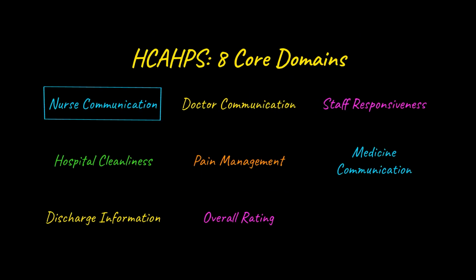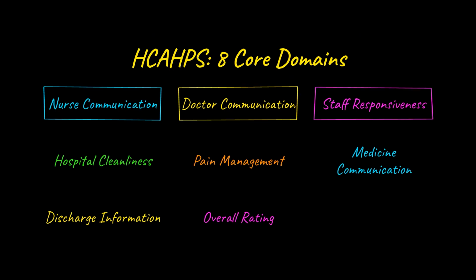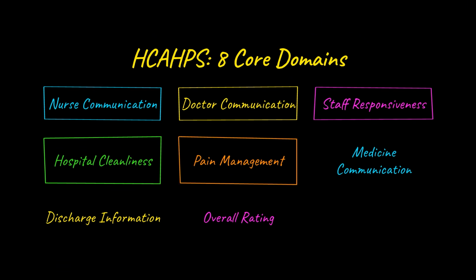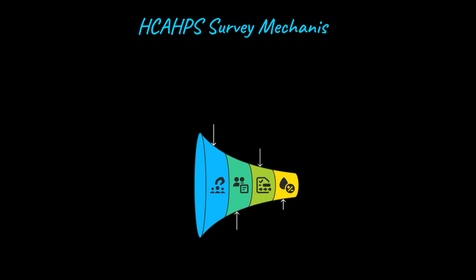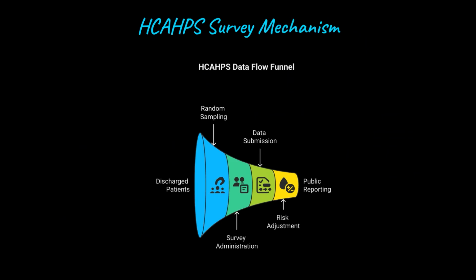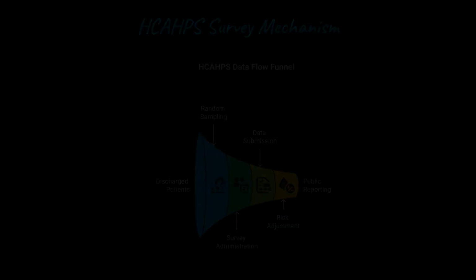The survey's 29 items span 8 domains: nurse communication, doctor communication, staff responsiveness, hospital cleanliness, pain management, medicine communication, discharge information, and an overall hospital rating. Each month, participating hospitals randomly sample discharged patients and administer the survey through approved channels. Results are submitted to CMS, risk adjusted, and reported publicly as top box scores: the percentage of patients answering always or strongly agree, preventing grade inflation from simple averages.